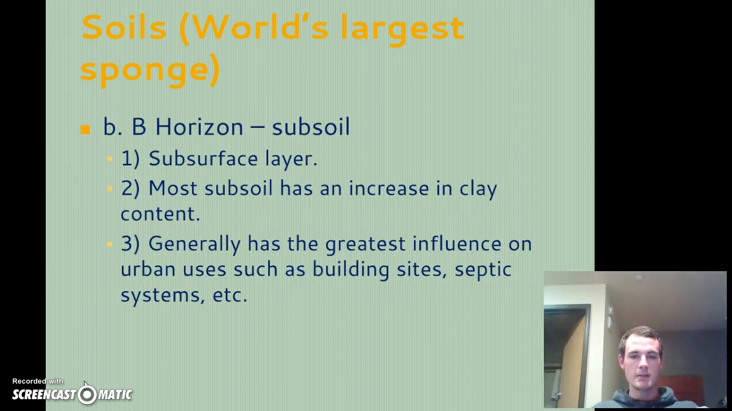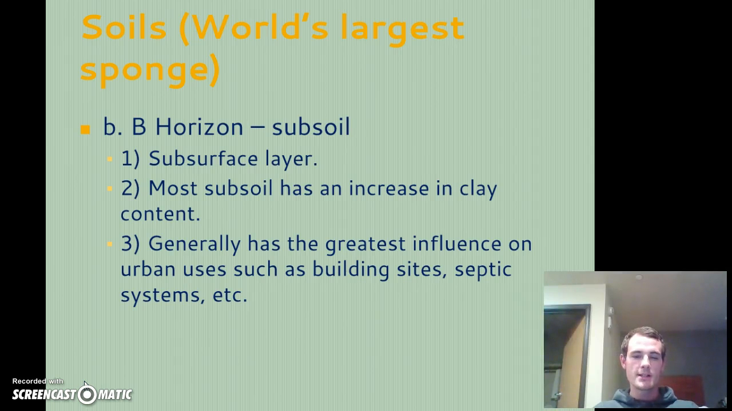The B horizon is the subsoil. It is a subsurface layer. It is underneath the surface layer. That's what it means by subsurface. So the B horizon is mostly subsoil. It has an increase in clay content. Clay is going to be that stickier soil material that is responsible for holding much more water than sand or silt.